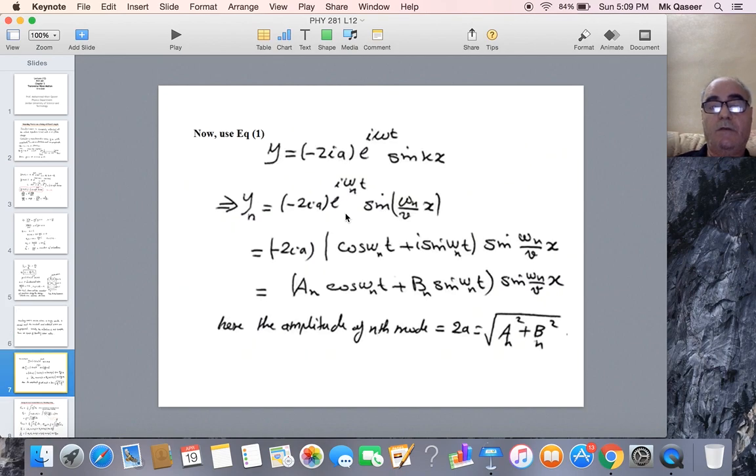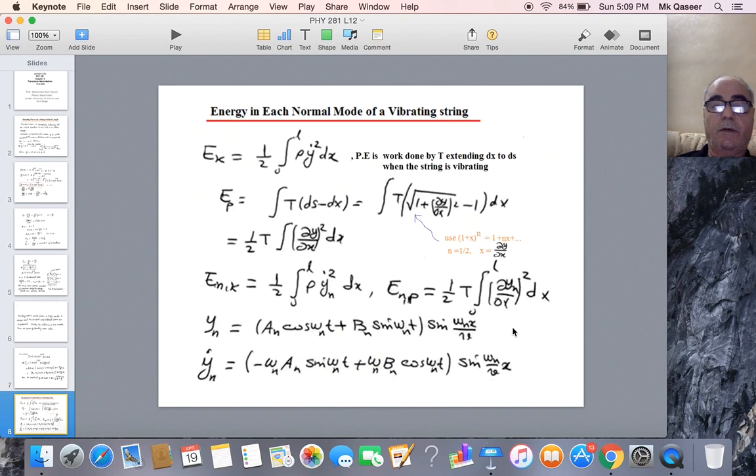Now let's find the displacement of the nth mode. We have to replace in this y omega by omega n and k by k sub n, and then simplifying we get this form with the amplitude as the square root of a n squared plus b n squared.